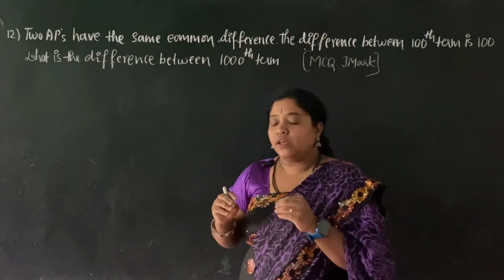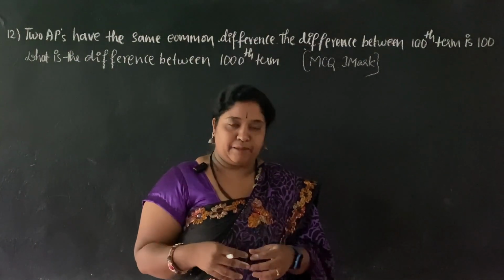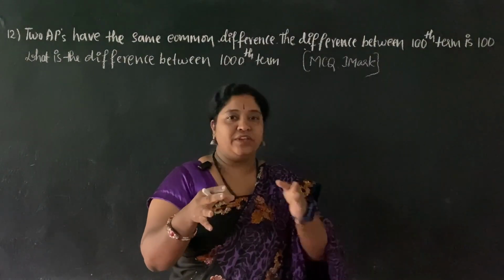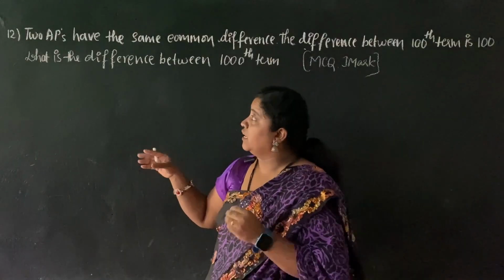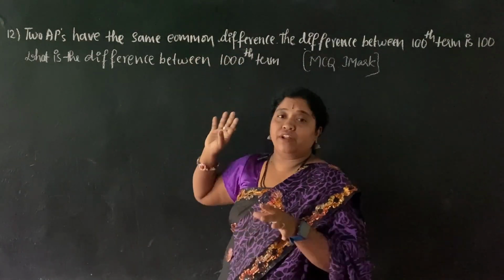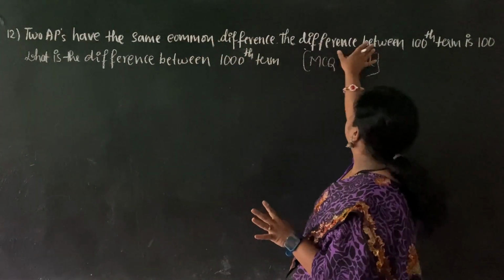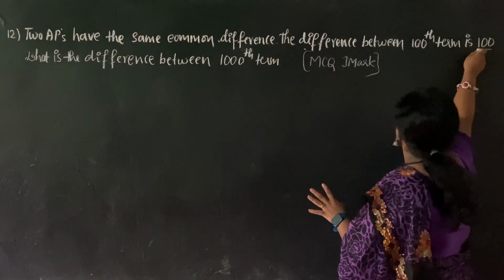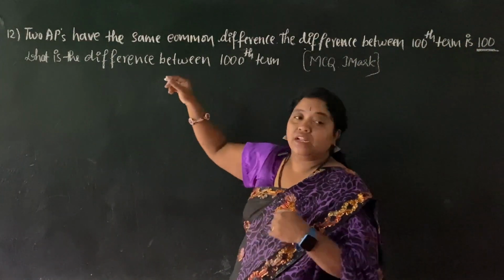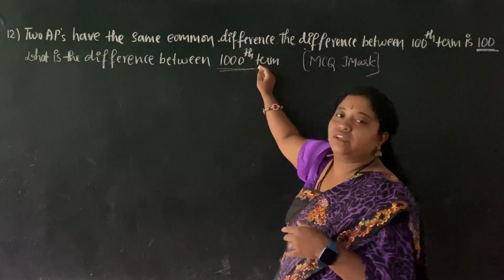Actually, when we say something is an arithmetic progression, it is when the common difference is the same. When the common difference is the same, the arrangement of numbers we say is an arithmetic progression. Now dear, they are clearly telling two arithmetic progressions have the same common difference. No need to get confusion. So they having the same common difference, and the difference between 100th term is 100. Now where you will get confusion is that they have asked you the difference between 1000th term.